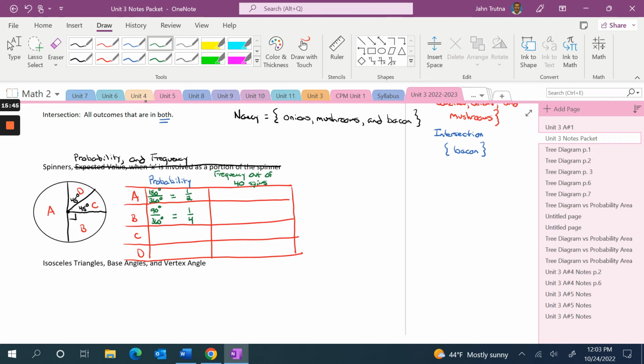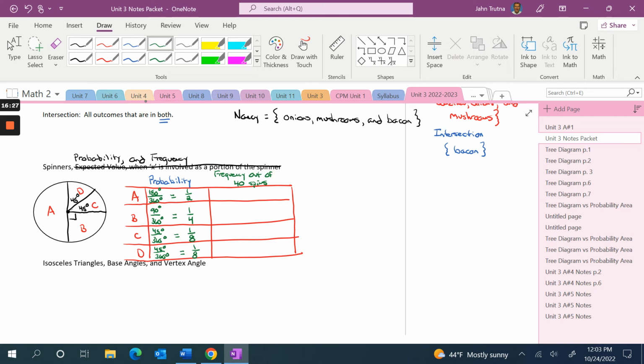Okay. Section C and D are both 45 degrees out of 360 degrees. They're both the same, so I could pretty much do them at the same time. Both of those fractions reduce down to 1/8. So the probability that the spinner is going to land in either section C or section D is 1/8. Okay, so that's how we find probability. Notice what I did: I took the degrees that the section was out of 360. 360 represents a full circle, and I just reduced those fractions down.